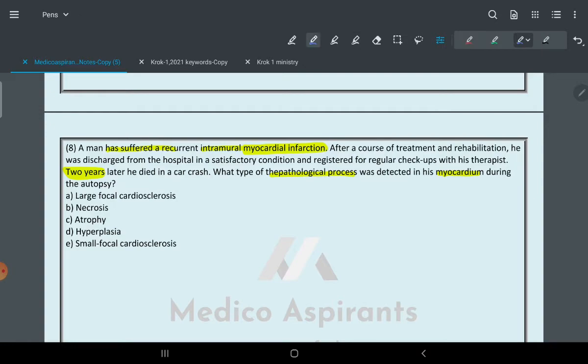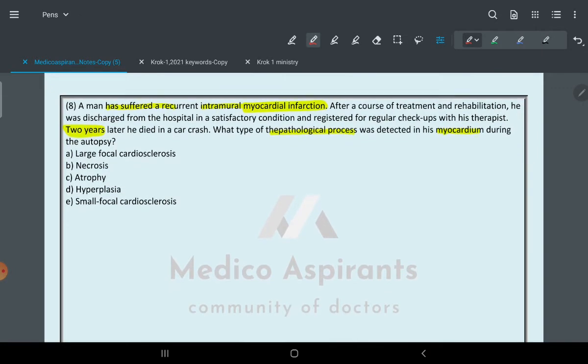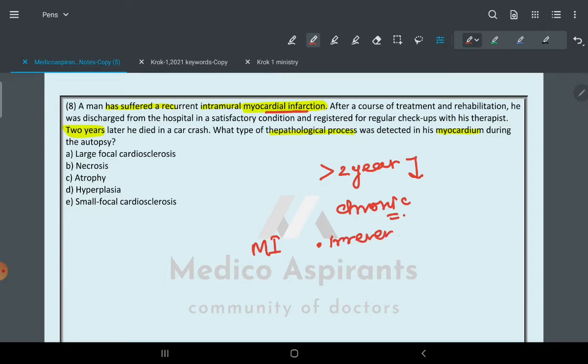One thing you have to keep in mind is that the question says he suffered two years before, so the condition is more than 2 years old, so it is chronic. Obviously, it is a chronic condition. Myocardial infarction is not reversible. MI is irreversible. Changes in the heart cell.